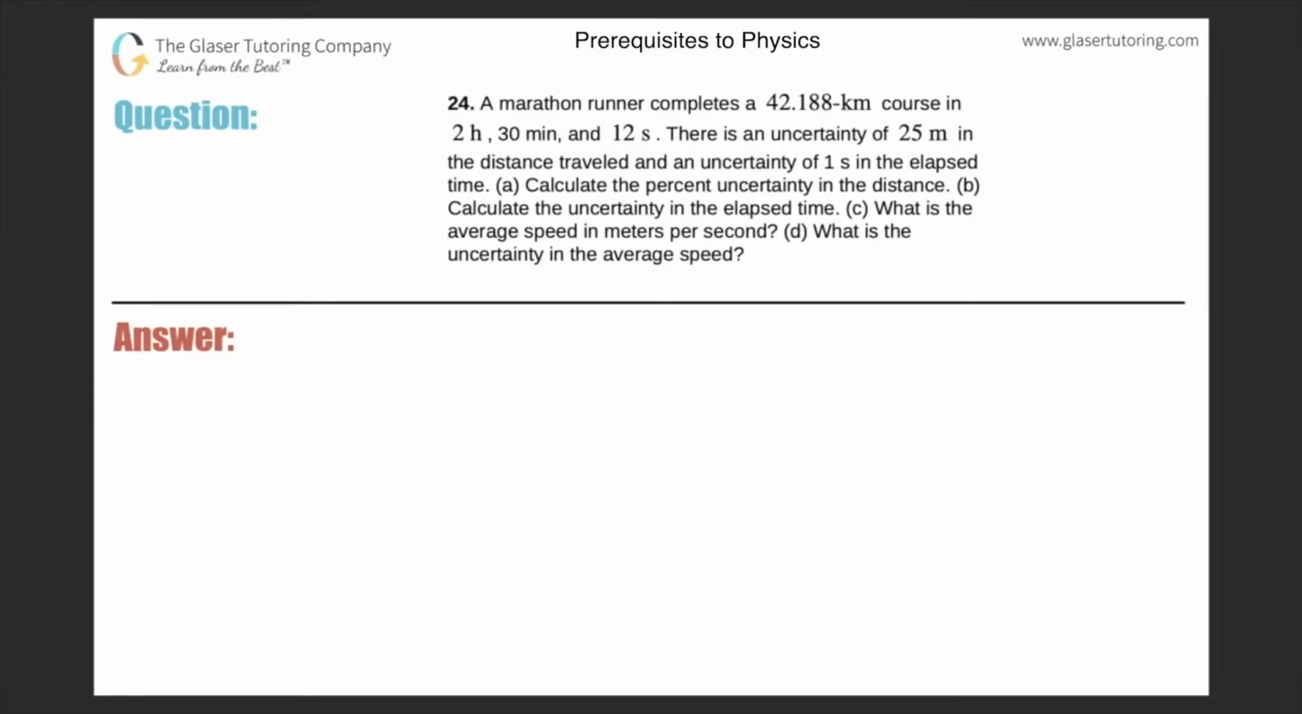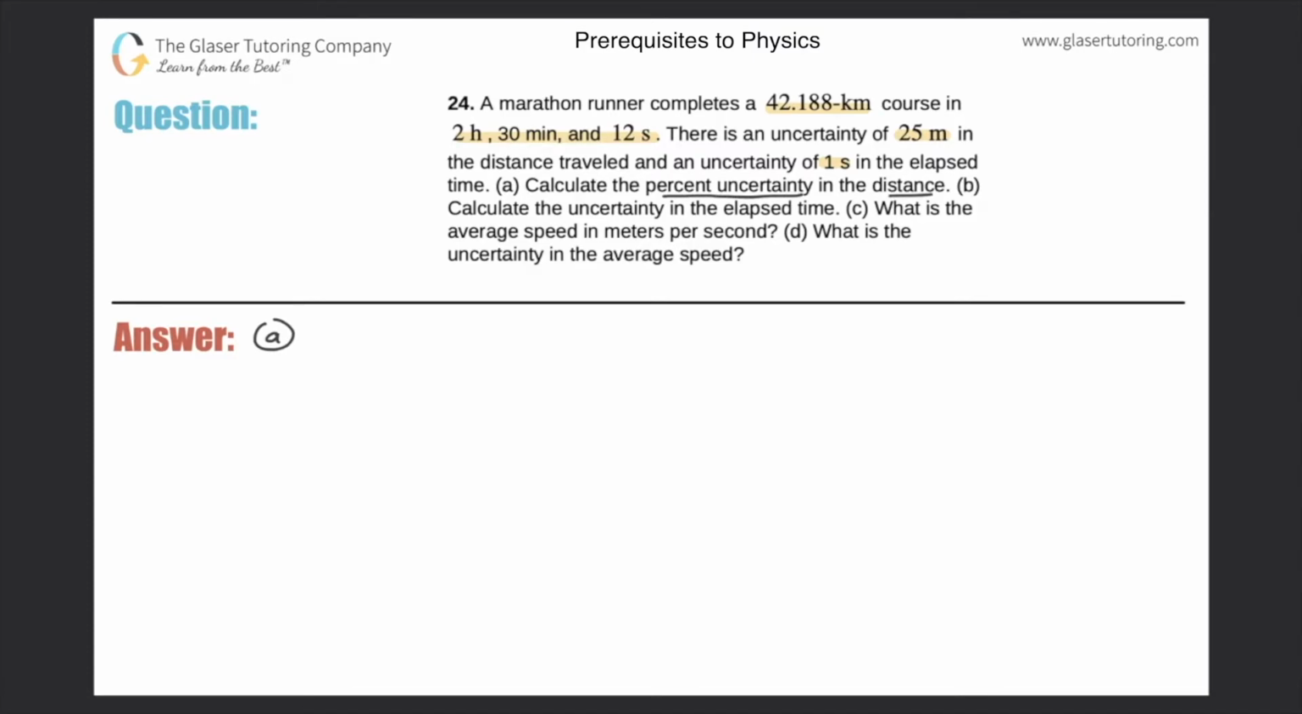Number 24. A marathon runner completes a 42.118 kilometer course in 2 hours, 30 minutes, and 12 seconds. There is an uncertainty of 25 meters in the distance traveled and an uncertainty of 1 second in the elapsed time. A. Calculate the percent uncertainty in the distance. Let's just stop there and work with letter A for right now, because there's a lot to this problem. I'm going to write down letter A over here. It wants us to calculate the percent uncertainty in the distance.